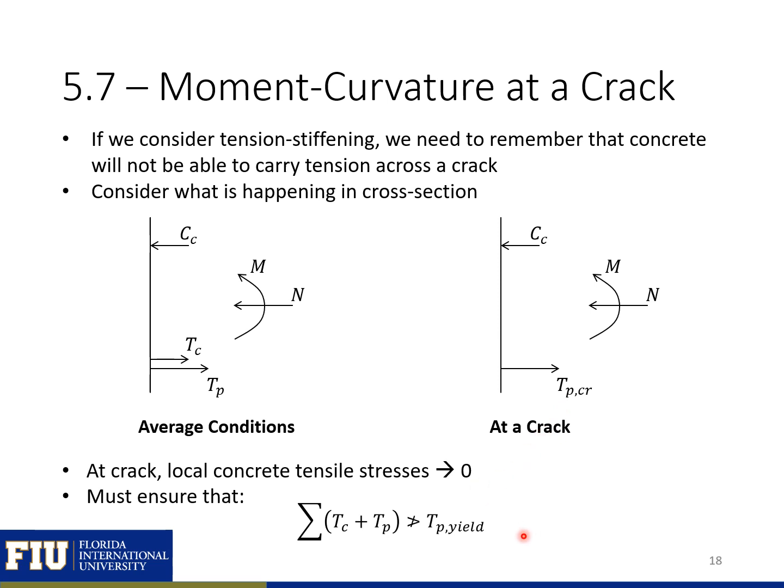Essentially, we need to make sure that the strength that we find from the pre-stressing and the tension stiffening component of our concrete strength needs to be less than the yield strength of our tension steel, our pre-stressing and non-pre-stressed tension steel.